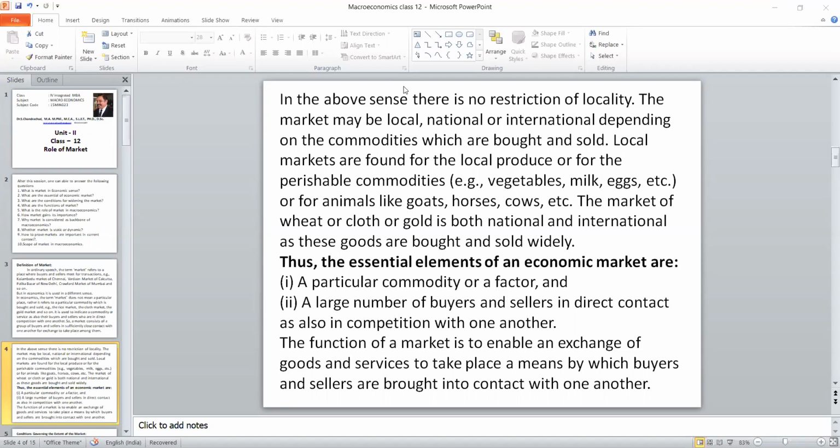I will repeat again. There are four elements essential for an economic market. One is what type of commodity or factor is taken into consideration. Second, the number of buyers and sellers. Third, the competition between the producers and the consumers with one another. The last one is that there should be an exchange of goods and services.